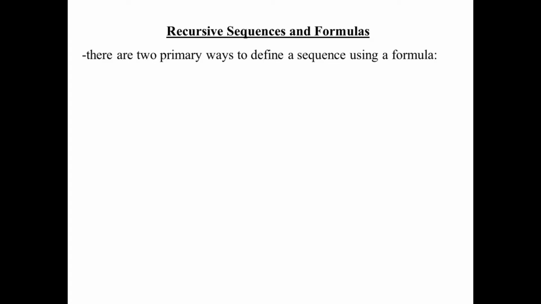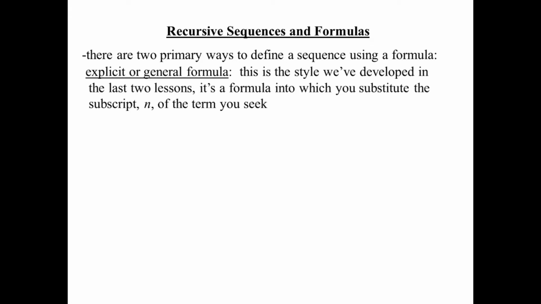Let's get started with recursive sequences and formulas. There are two primary ways to define a sequence using a formula. We can use the explicit or general formula, and that's the style we've been using lately in the past two lessons. It's a formula into which you can substitute a number. Like say you wanted the 347th term, you would just sub in 347 for n and do the math and find out what it was.